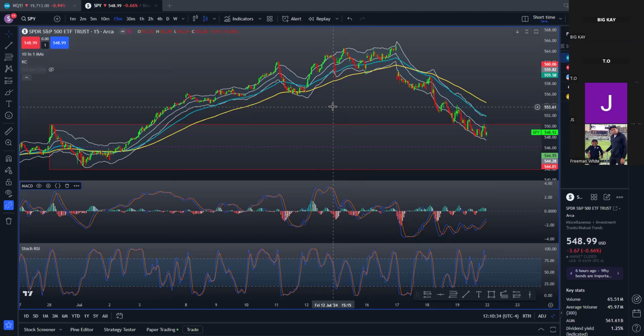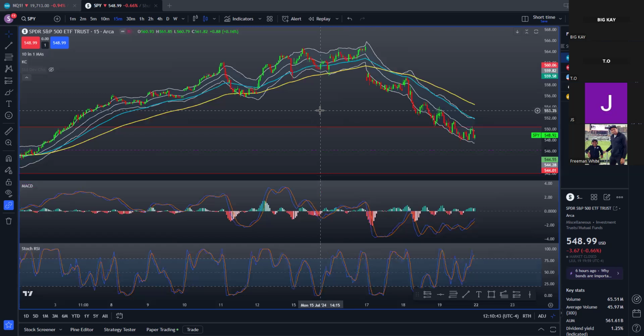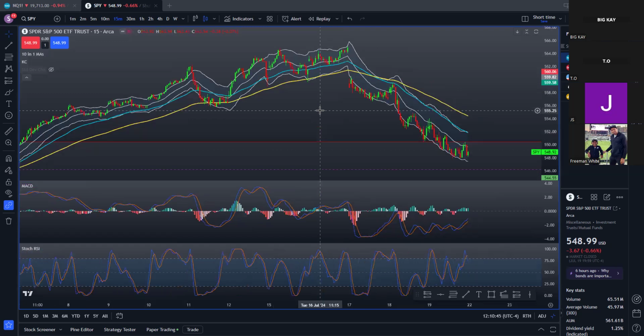So the Keltner channels are kind of like the Clouds or Bollinger Bands. Yeah. So yeah, man. I like it. I like it a lot. So I just wanted to share that with you.